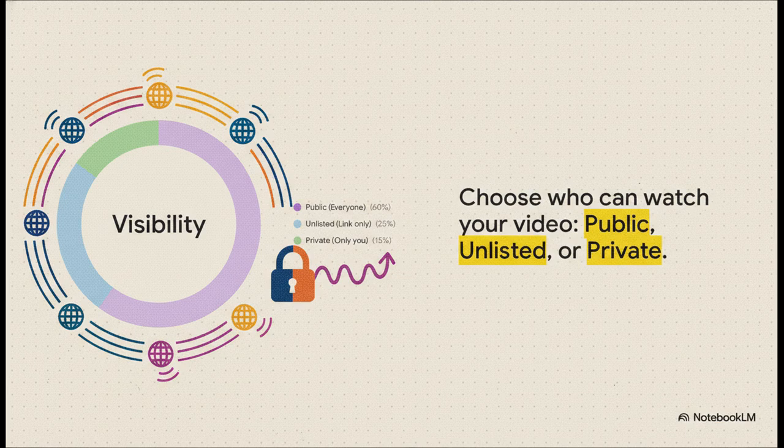So you've got 3 main choices here. Private is exactly what it sounds like. Only you can see it. Unlisted is fantastic. It means only people with the direct link can watch, which is perfect for sharing with a client before launch. And public? Well, that's go time. That's when your video is live for the whole world to see.